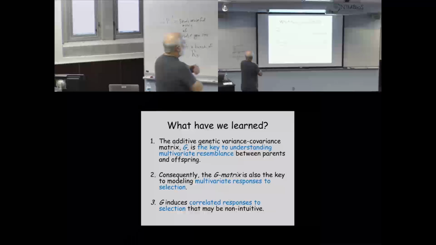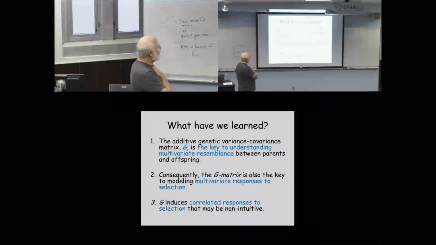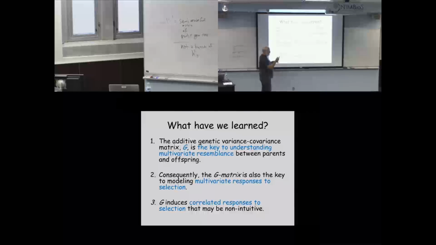Okay, so what have we learned? There are really just three big takeaway points. Just as the genetic variance was the key to understanding univariate response to selection, G becomes the key to understanding multivariate resemblance, just as G, the scalar, is the key to understanding univariate resemblance between parents and offspring. I jumped ahead of myself. Because that plot takes us from one generation to the next, that kind of resemblance, the G matrix is the key to understanding multivariate response to selection. It is the matrix that takes multivariate selection across generations.